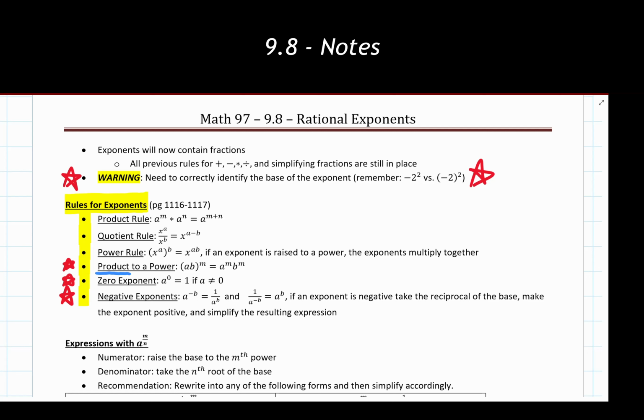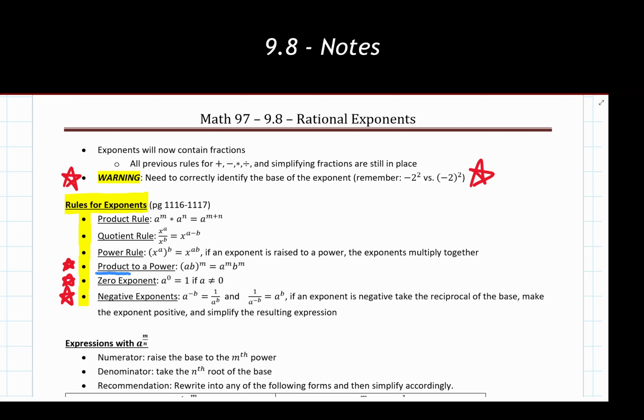Now, the zero exponent property states that if I have a non-zero base, meaning any number other than 0, raised to the 0 power, then the answer is always going to be 1. So if this base is a positive, a negative, a fraction, or a decimal, and it's raised to the 0 power, the answer is always going to be 1.